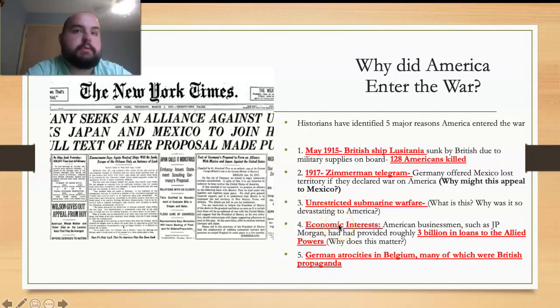Economic interests were also a big deal as well. If you remember when we talked about some of the robber barons, many of these American businessmen, including J.P. Morgan, the banker, had given about $3 billion in loans to the Allied powers. Now, why might this influence the United States' decision to go to war?